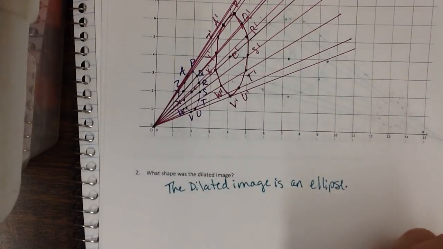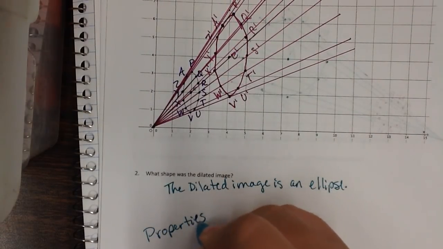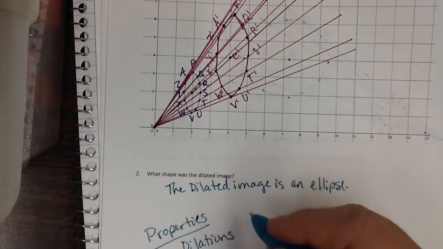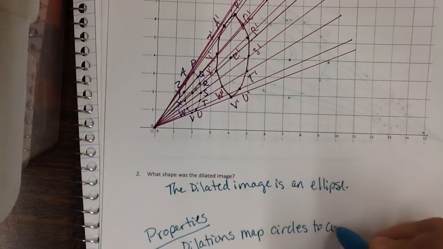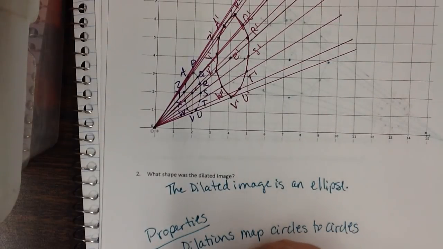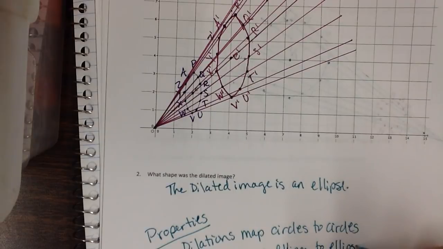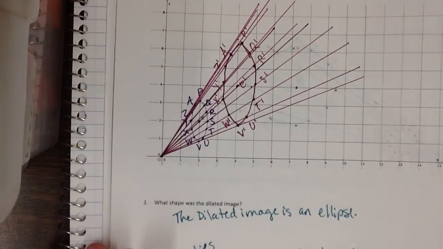Okay, and something I want to add here were some properties. Dilations map circles to circles, and dilations map ellipses to ellipses. Okay. Now we're going to look at some examples here.